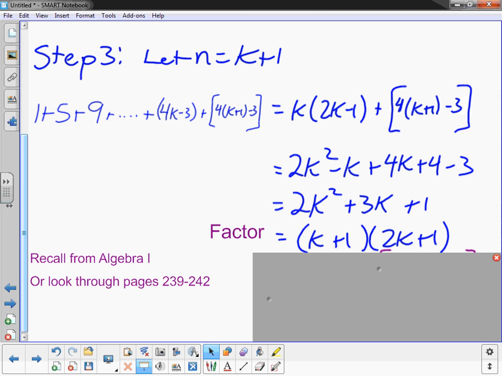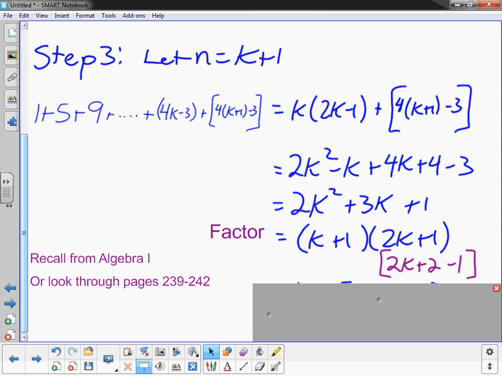So what I did is I took a look at 2k squared. Well, the only way I can get 2k squared is to take k and 2k and multiply them. So I put a k in one parenthesis, and a 2k in the other one. Now, the only way I can get the plus 1 at the end is to multiply 1 and 1. And since the 3k in the middle was positive, these both had to be positive. Now, if I FOIL out (k plus 1) and (2k plus 1), I would get 2k squared plus a k plus a 2k plus a 1, which would give me the 3k in the middle. So that does work.